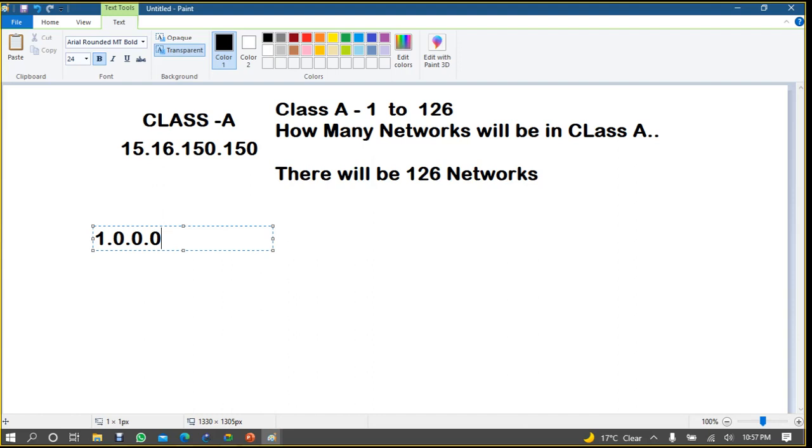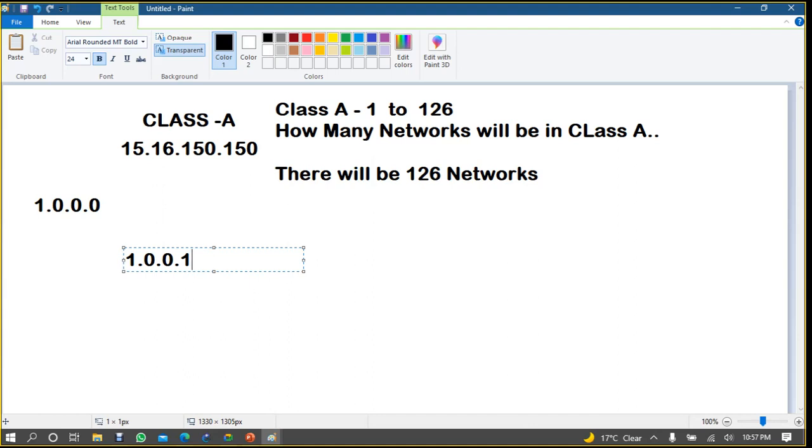Okay, second network is 2.0.0.0, right? So if I'm talking about the first network, what will be the start IP address? Whenever you are starting something, it will be 1.0.0.1, right? This will be the start IP address.